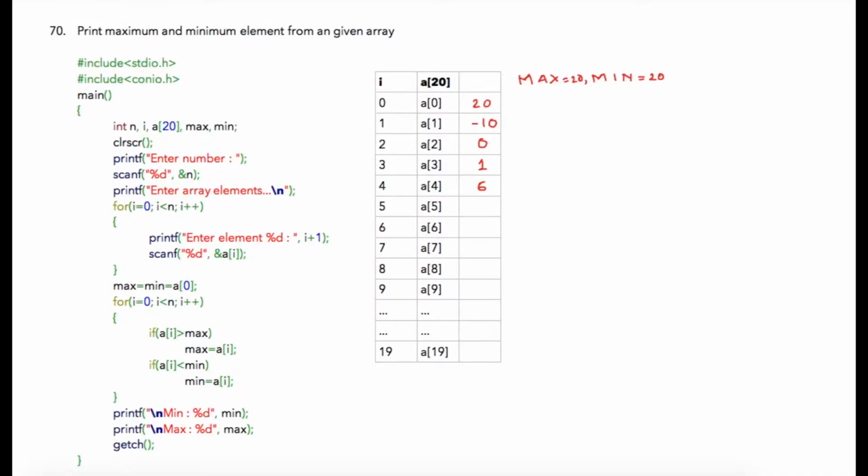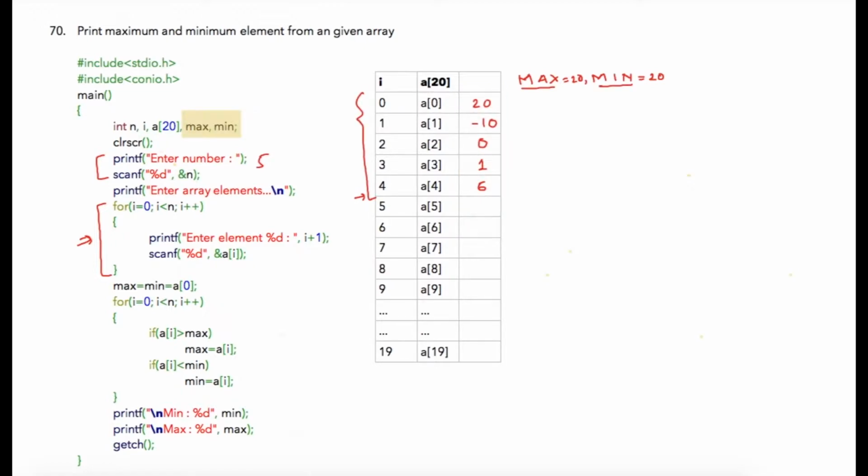In this program, we are going to find the maximum and minimum element from the given array. This is the standard part where we are asking the user to enter n, and then the respective array elements will be entered over here. So if the user has entered, let's say, 5, then 5 different array elements will be taken from this for loop. Suppose the user has entered 20, minus 10, 0, 1 and 6 as values. If n was equal to 5, then he has entered these 5 values.